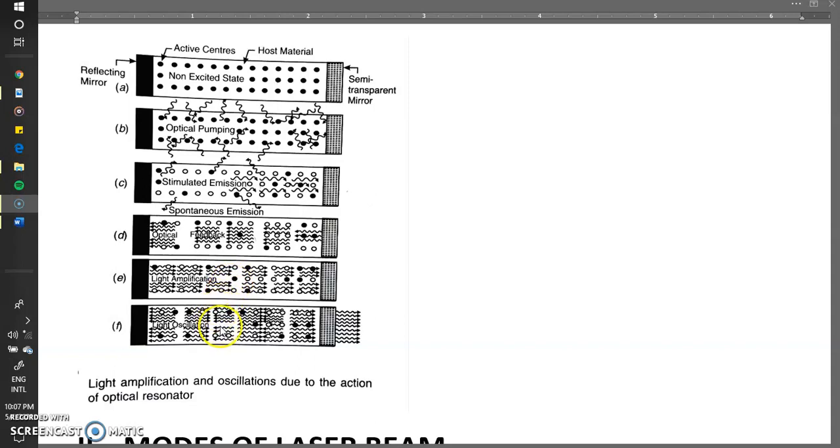Next, we can see here the light oscillations. Here they move back and forth and there is light amplification. And in the last diagram we can see there are some losses happening at the partially reflecting mirror and in the medium. When these two losses balance the gain in the medium, then you will get a stable, strong laser output which will come out from the partially reflecting mirror.